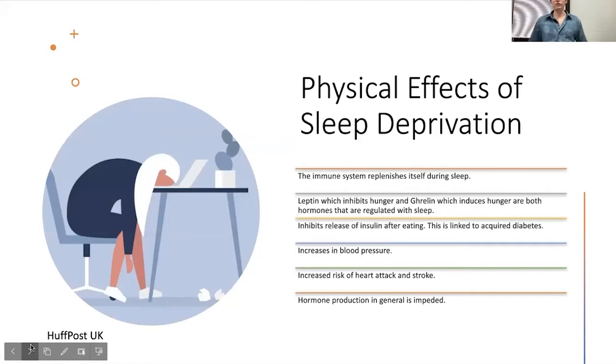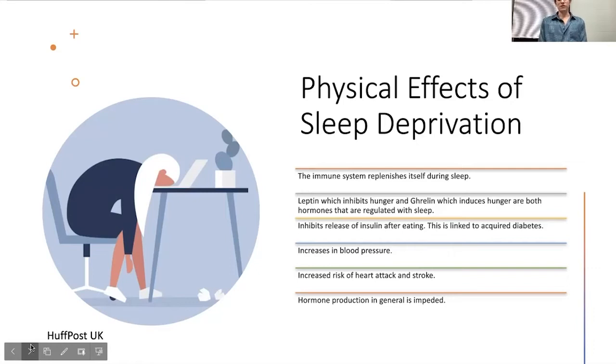I'll be talking about the physical effects of sleep deprivation. Sleep deprivation is when you get less than 7 hours of sleep per night on a regular basis. The immune system replenishes itself during sleep, so it rebuilds itself. And if you're not getting enough sleep, it won't properly be rebuilding itself. So over time, it builds up and you're significantly more prone to sickness.